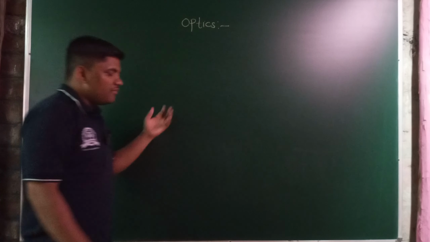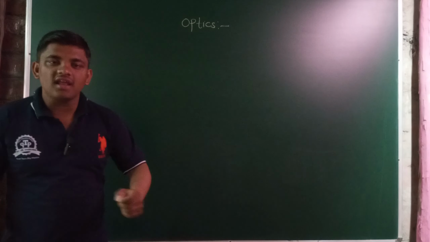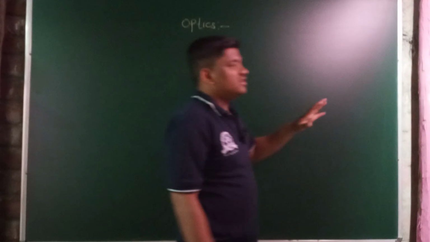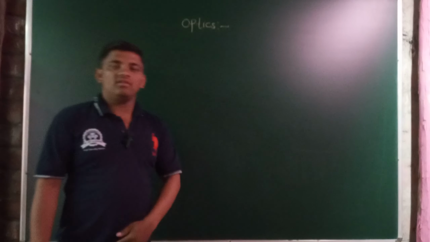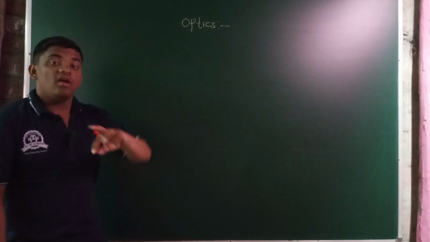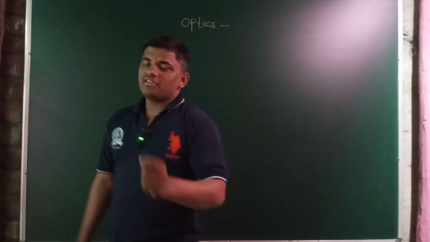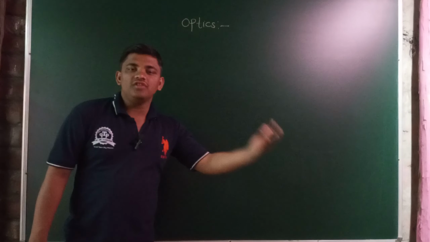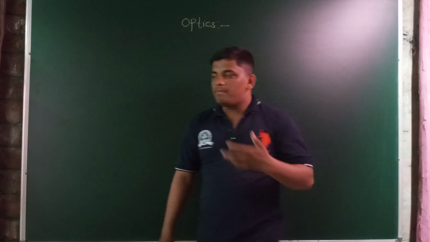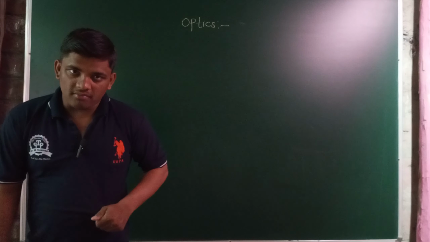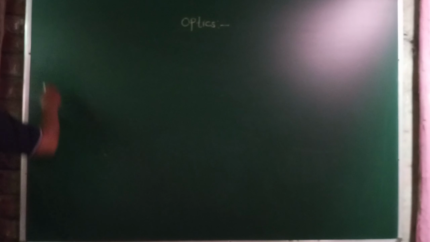When light passes from the denser medium to the rarer medium, the refracted ray bends away from the normal. And another condition, which is the exact inverse of the first condition: when light passes from the rarer medium to the denser medium, it bends towards the normal. And this concept is known as total internal reflection.